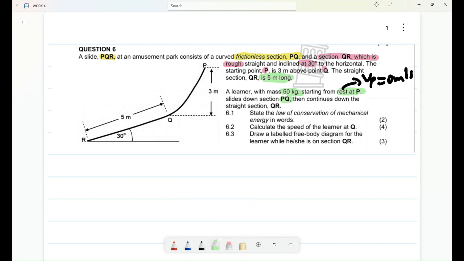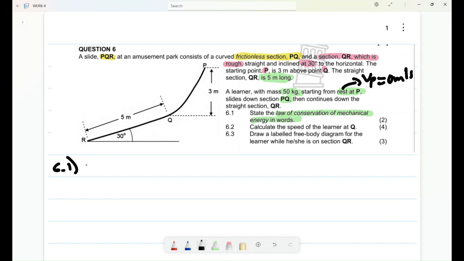Now, what I normally say is that the examiner will ask you to state something. There are 95% chances that what the examiner is asking you to state is what you're going to use on the follow-up question, especially when you are required to calculate. Now, we are required to state the law of conservation of mechanical energy in words. Easy 2 marks.